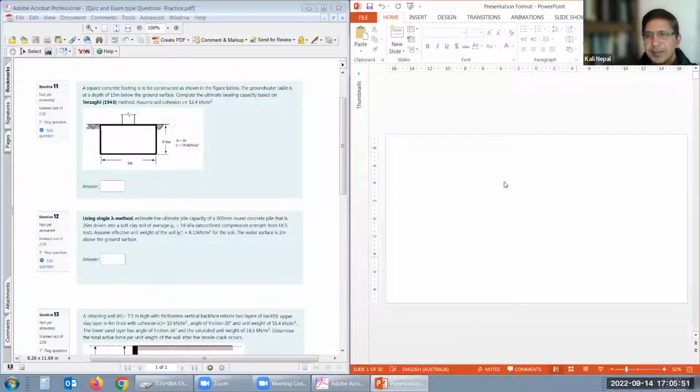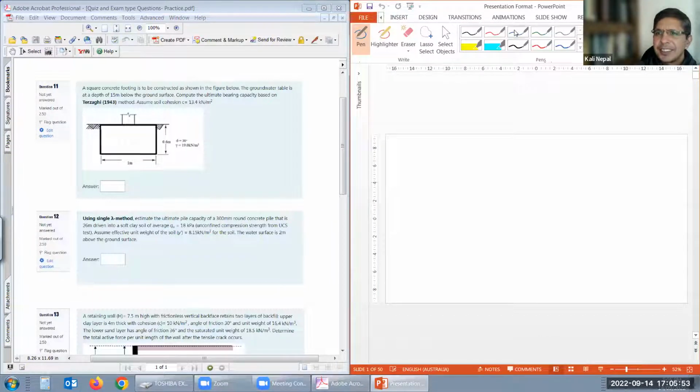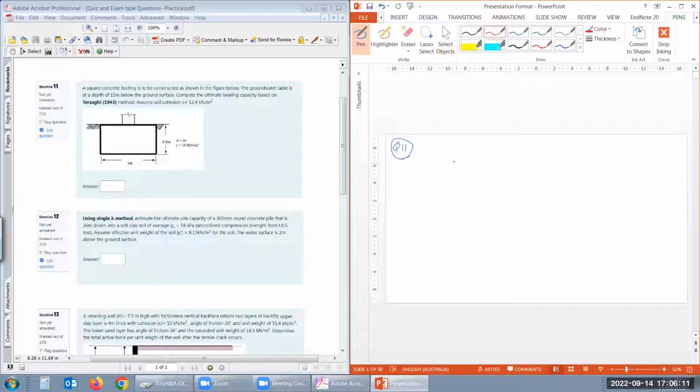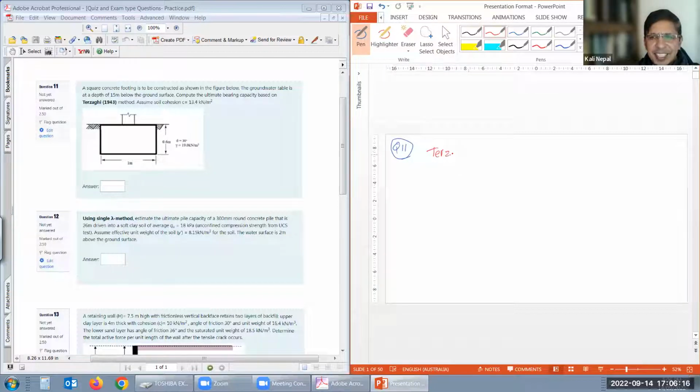Can you read the question, what it says? Question number 11, you can write that. You don't need to copy the questions, just write question 11, and then start solving. What do we need to solve? By using Terzaghi, we need to find the ultimate value, q ultimate, using the Terzaghi method, right? That's how you write it. You don't need to write those questions. That's the method we are following now.